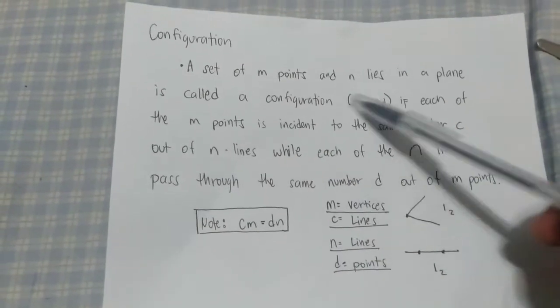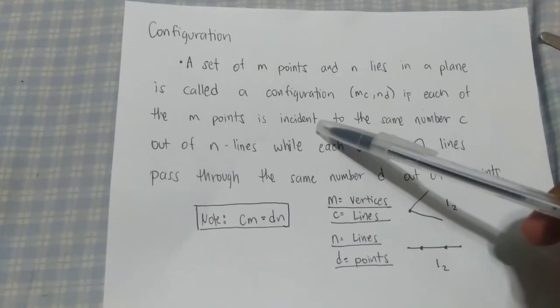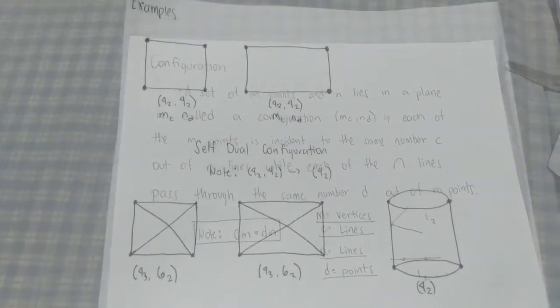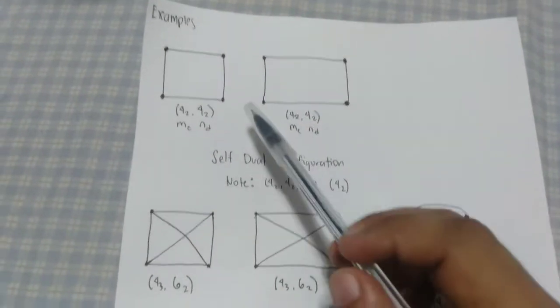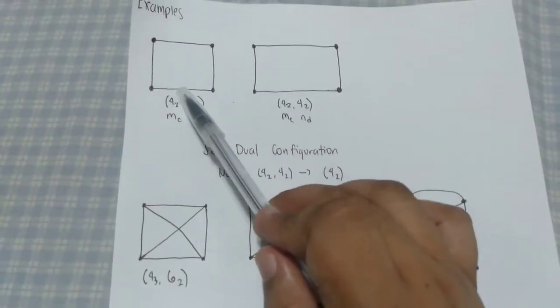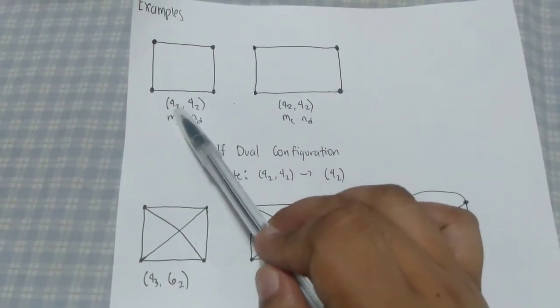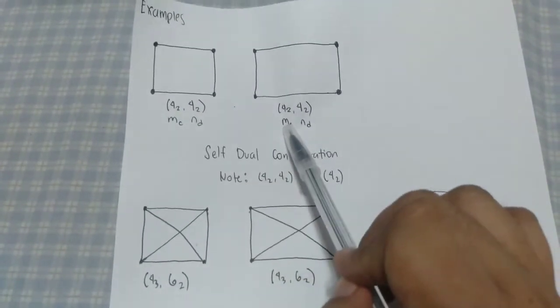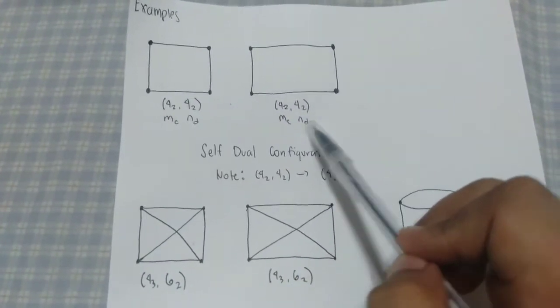When we construct the plane, these are the examples. We have a square and a rectangle. In the square, we have (4, 2) in MC and (4, 2) in ND.